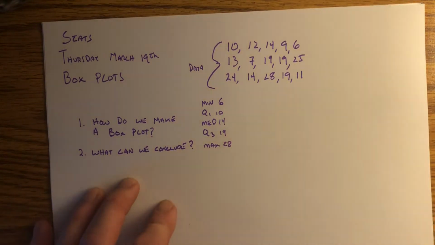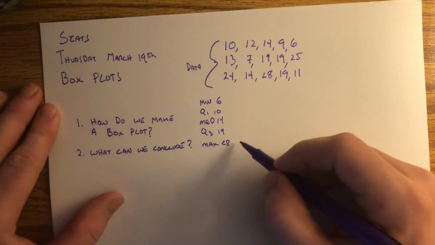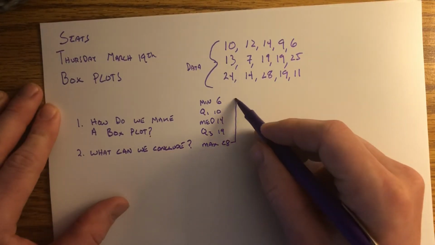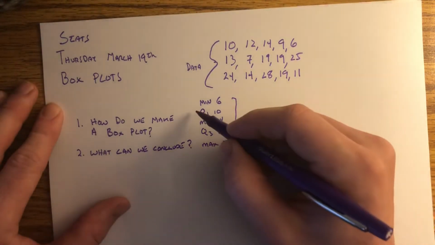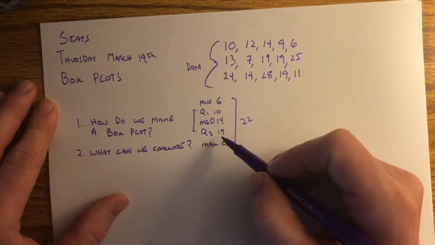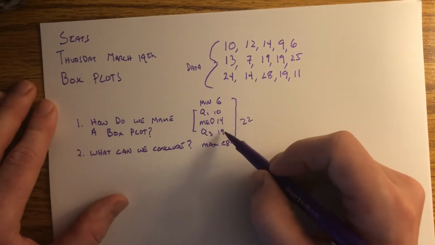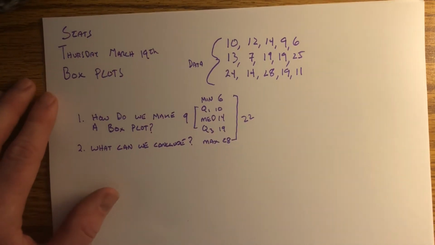And then Math Excel might ask you, when it talks about what can you conclude, like what's the range? So the range is just going to be this number minus this number. So the range here is going to be 22. And then it also might talk about the interquartile range. The interquartile range is Q3 minus Q1, so 19 minus 10. The IQR is going to be 9.